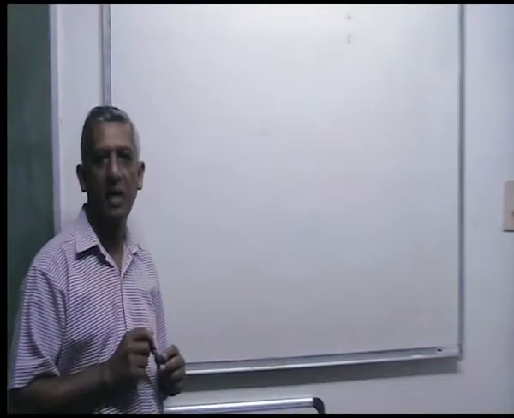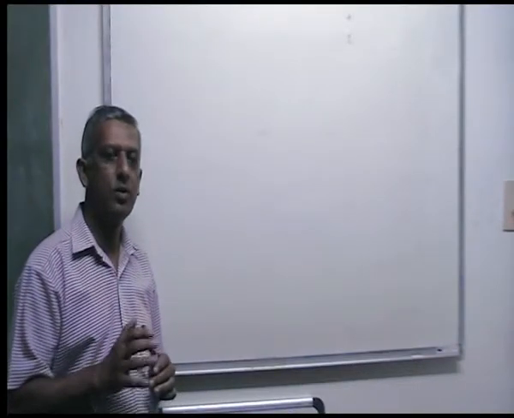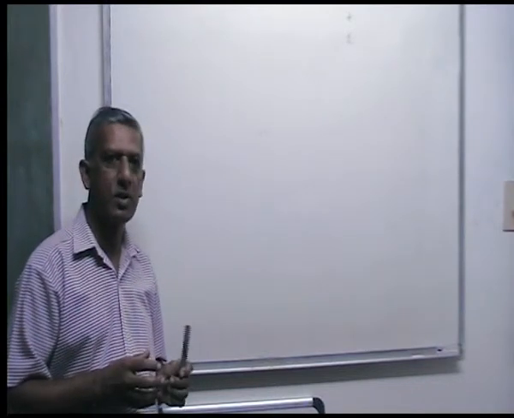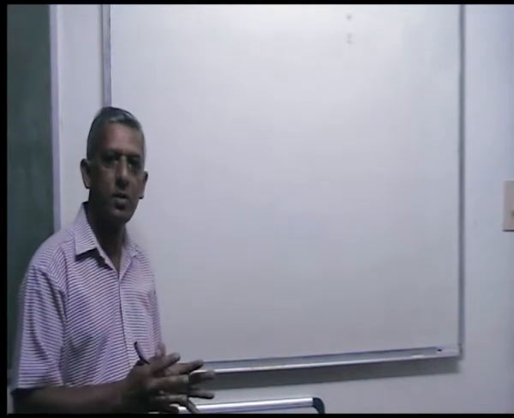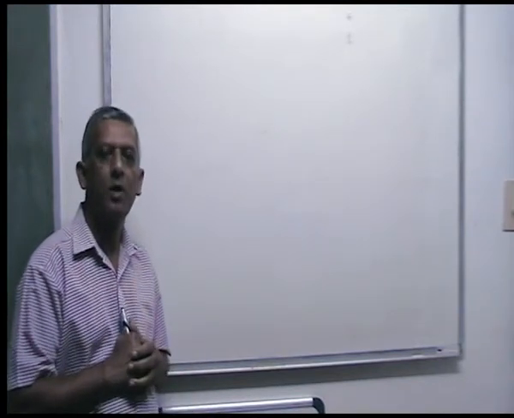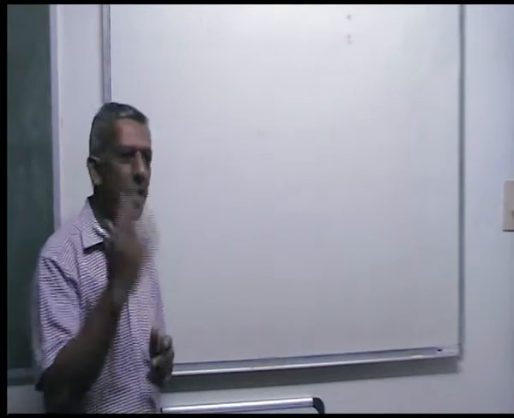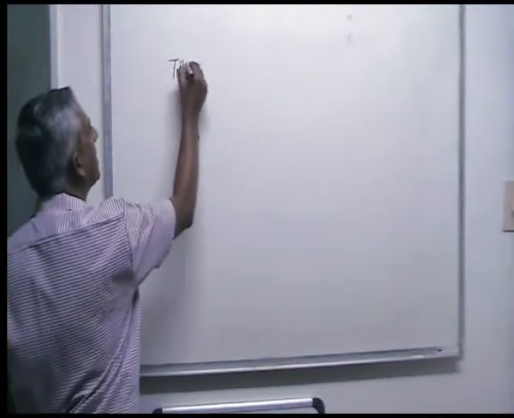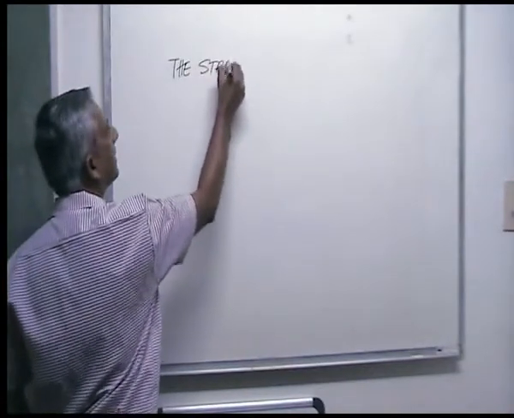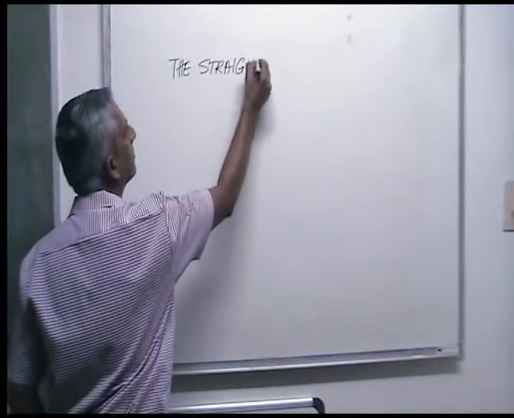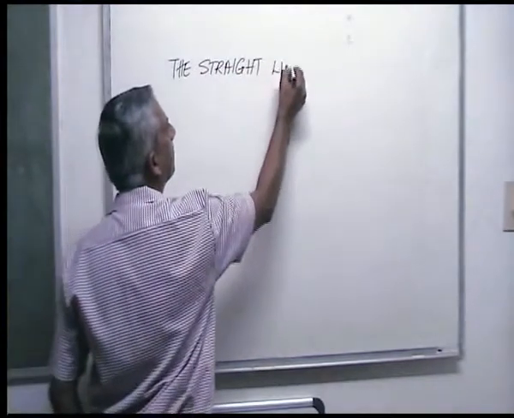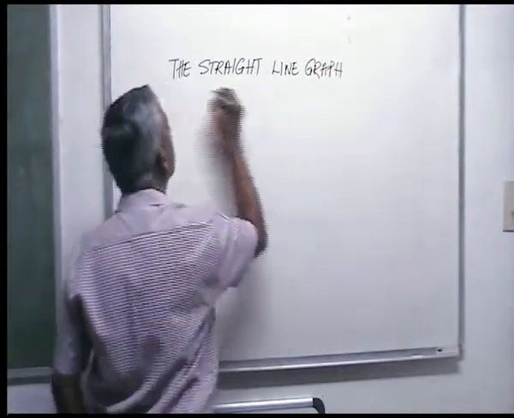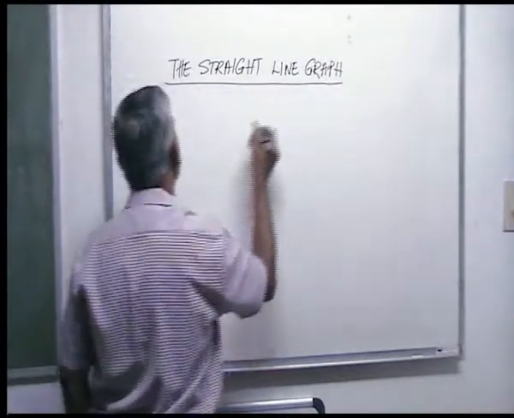To draw straight line graphs, we have to know a little bit about substitution. So what we're going to do, we're going to first learn how to substitute, and then we're going to learn how to draw the straight line graphs. Alright, let's move on. So the heading is going to be the straight line graph. And we are going to learn how to substitute.